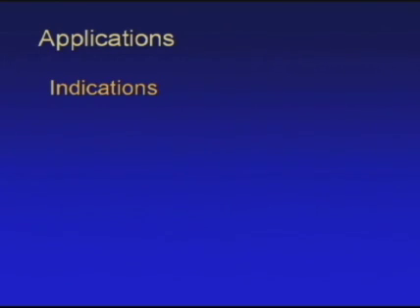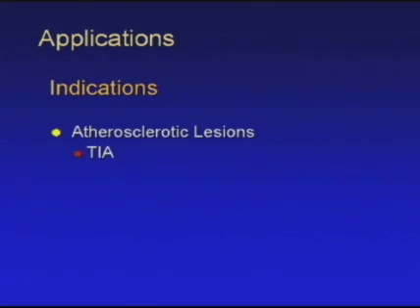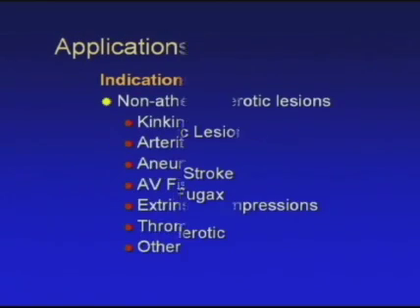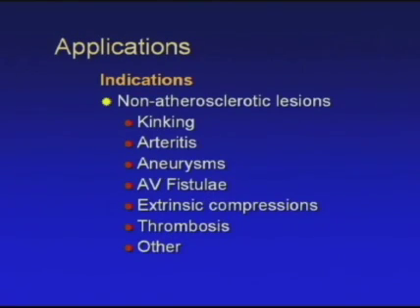Applications of Doppler and sonography in carotid arteries. The main indication is to look for atherosclerotic lesions. The clinical manifestations of this disease are mainly the transitory ischemic attack or the established stroke. And sometimes these clinical symptoms can be amaurosis fugax. Non-atherosclerotic lesions are less common, but there is a big list of these conditions, such as kinking, arteritis, aneurysms, AV fistulae, extrinsic compressions, thrombosis, and others.